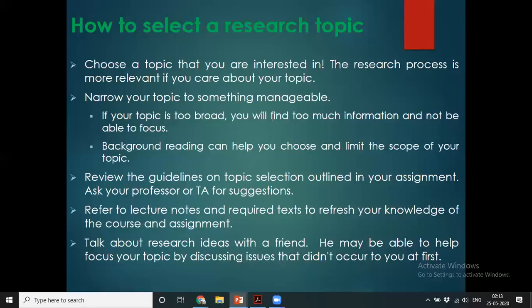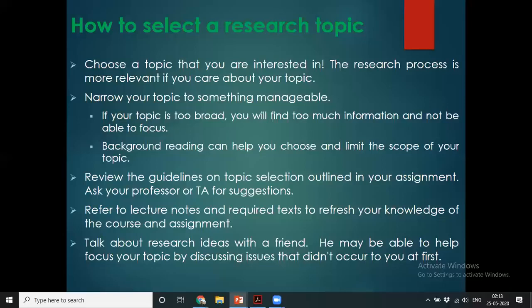Then background reading can help you to choose and limit the scope of your topic. Definitely, if you have a basic concept of that particular topic, only then can you proceed further. Until and unless your basics are clear, you cannot proceed further. It would also be very tough to study the literature, because you will find a lot of terminology while going through others' papers, and it will be very tough to grasp the concept of that particular topic.